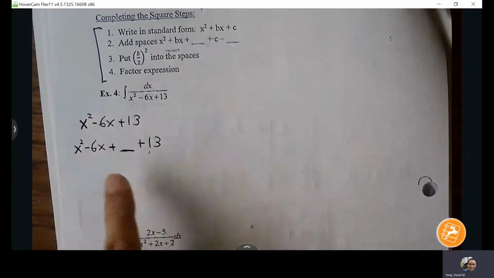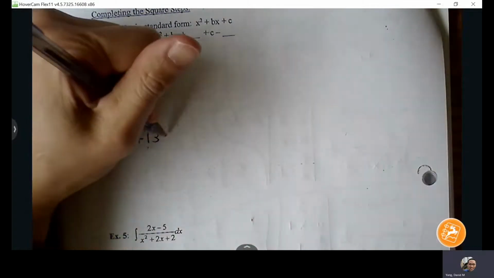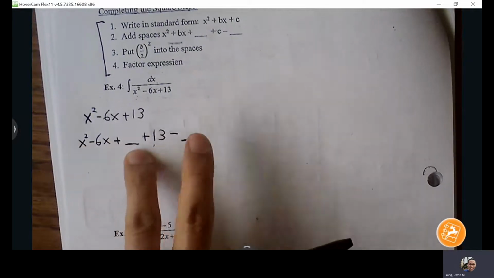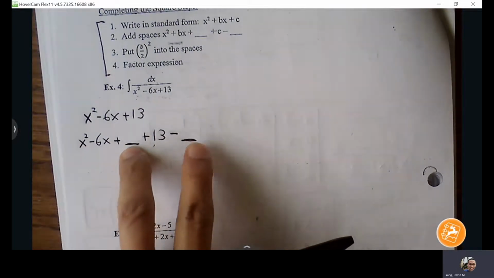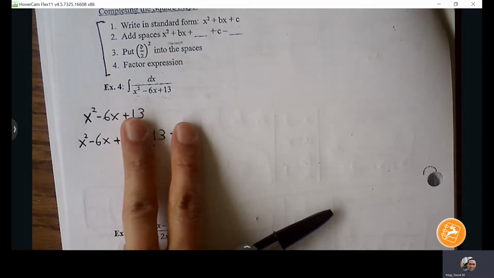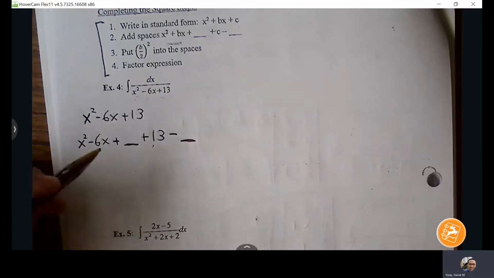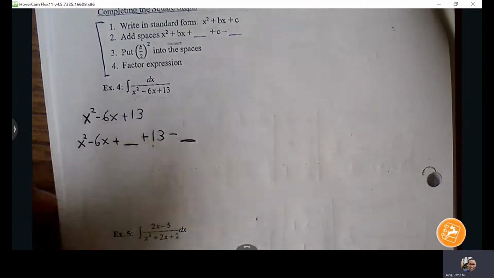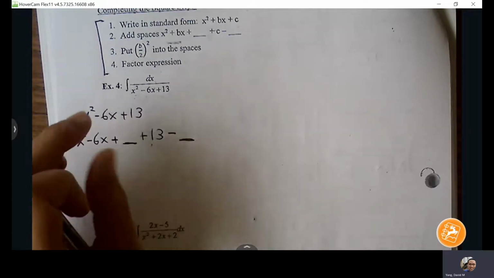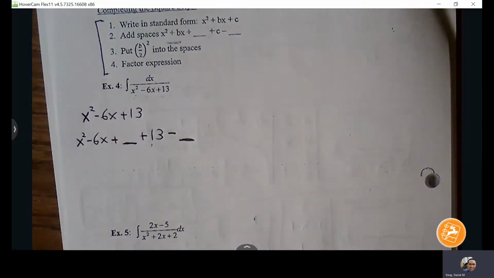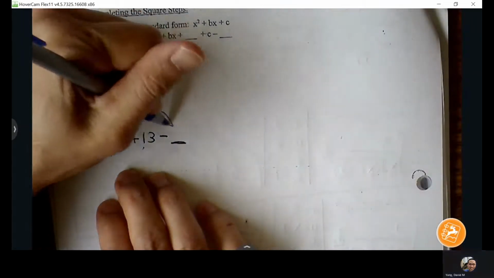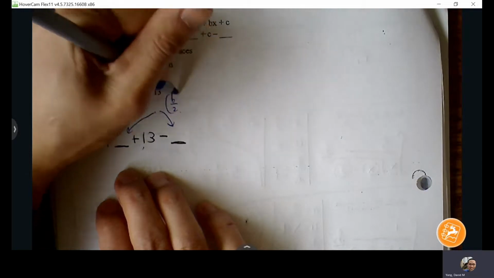But whatever number I decide to add, I have to make sure I immediately subtract it away because I don't want to change the overall expression. So if it's plus 3, I need a minus 3 here. And if I have a plus 6, I need a minus 6 here. I don't want to change the overall expression of my original denominator. Now, we're trying to find a value that will allow the trinomial to factor nicely, because right now it's not going to factor nicely. That's going to create a duplicate factor. So the way we can get there is with a formula, and that formula is b over 2 squared.